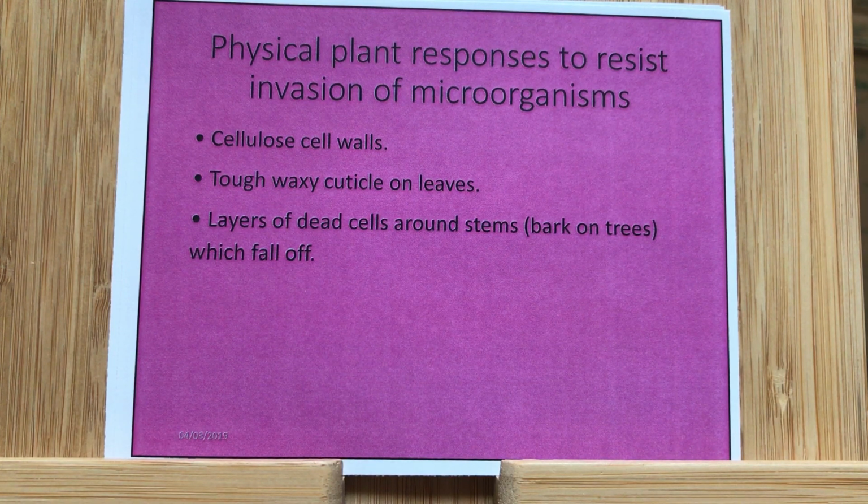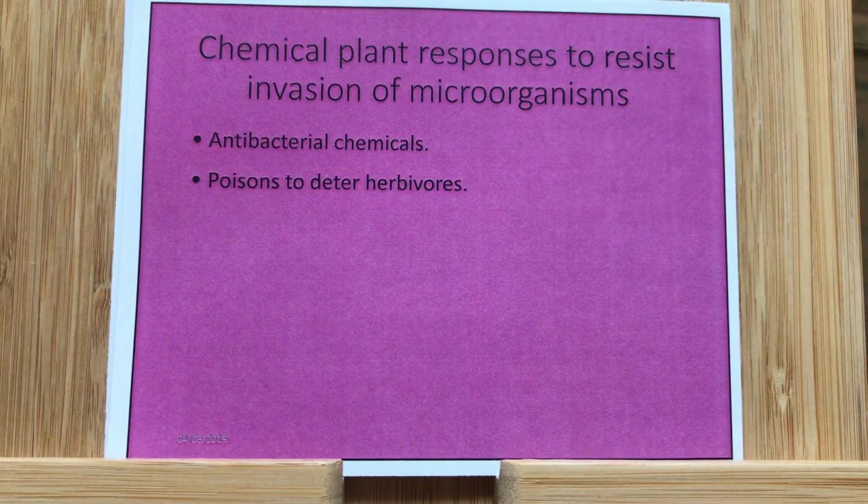Outside of that, on the leaves, there's the waxy cuticle of the leaf. Pathogens can't get through that. And on a larger scale, the bark on trees, those layers of dead cells around the stems, stop the pathogens from getting into the plant. So those are the physical responses. Chemical responses to resist the invasion of microorganisms.